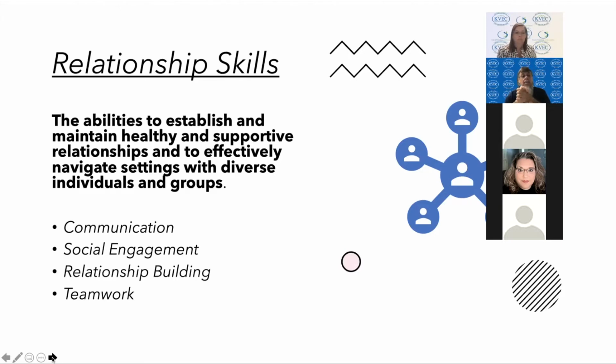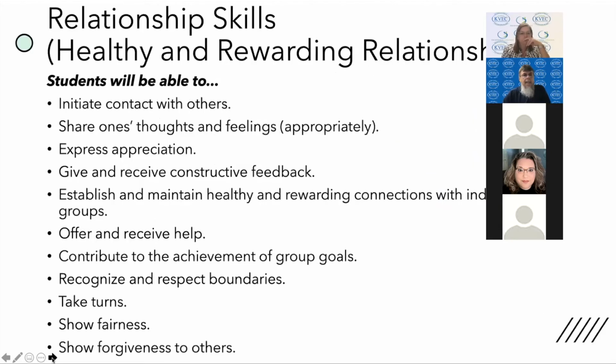So relationship skills involve communication, social engagement, and working as a team, teamwork. It also shows leadership in groups and stands up for the rights of others. So these are some of the things that students should be able to do if they are competent in relationship skills. So we're looking at healthy and rewarding relationships.